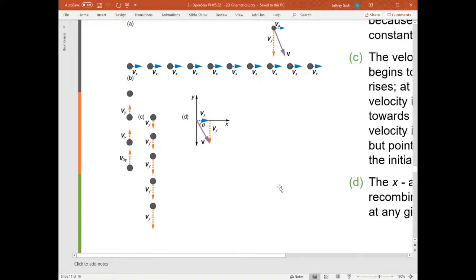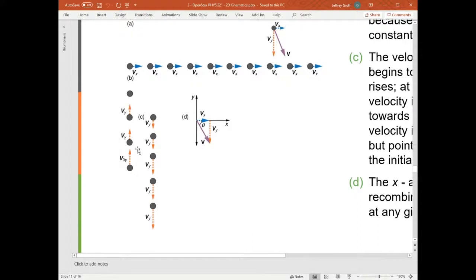The things to take away from this are that the x component of velocity is constant. It doesn't change. That's because there's no forces along the horizontal direction. When you're dealing with projectile motion, you're ignoring air resistance, so the only force acting on the projectile is gravity. All right, so the velocity in the x direction is constant. Initial velocity equals final velocity, and acceleration is 0 in the horizontal direction, the x direction.